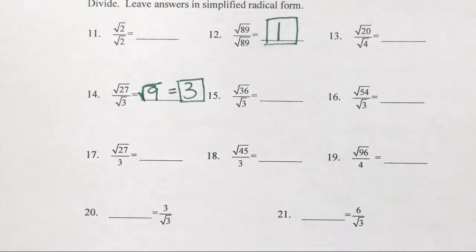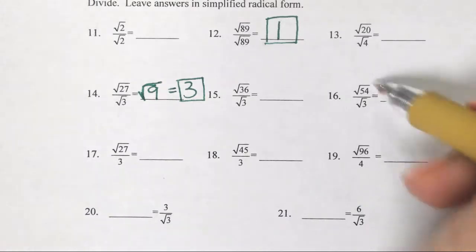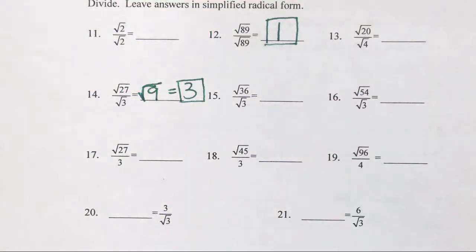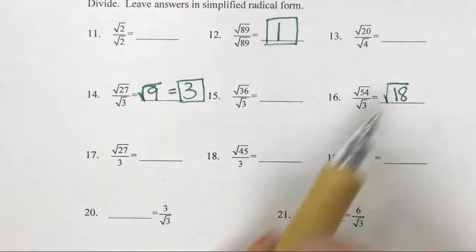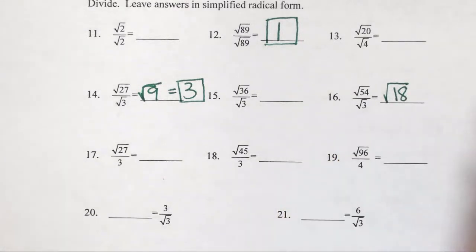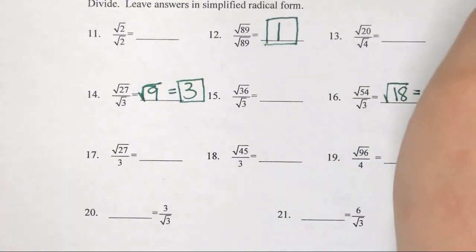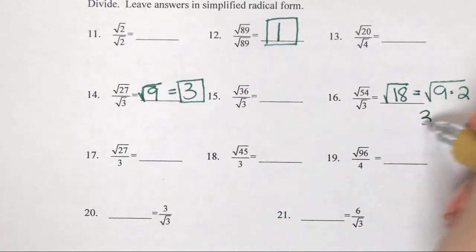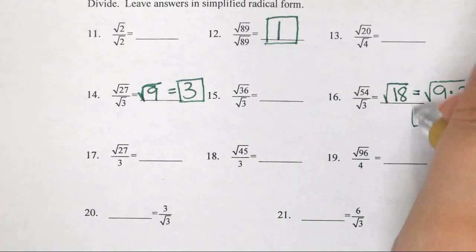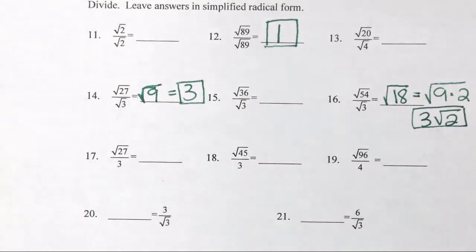The square root of 54 over 3. They're both inside. So 54 divided by 3 is the square root of 18. However, that's not my answer because I can keep going. 18 is 9 times 2. What's the square root of 9? 3 square roots of 2. Remember learning this?